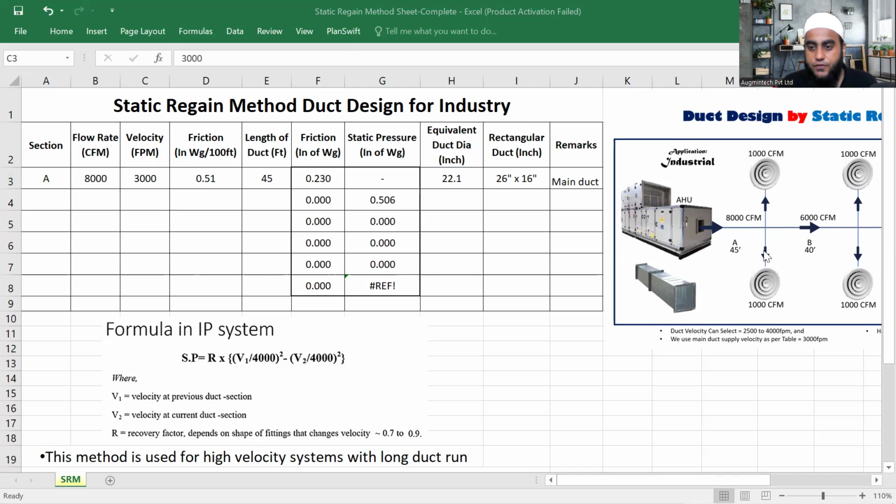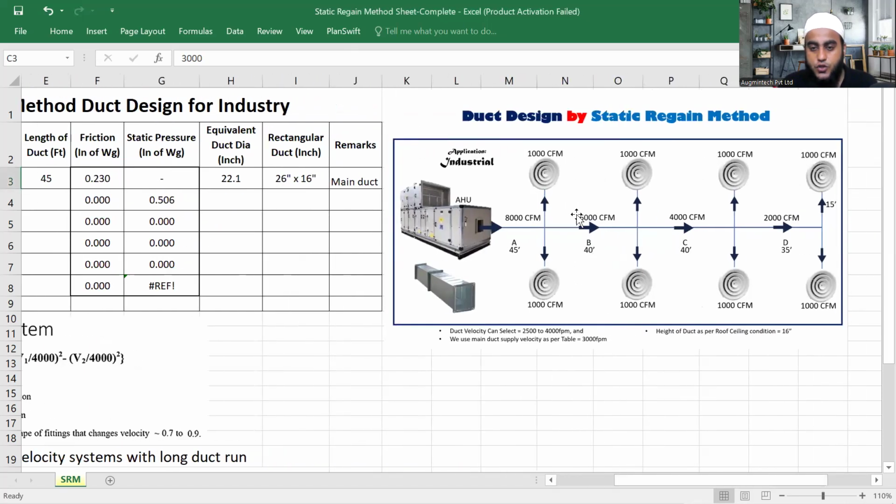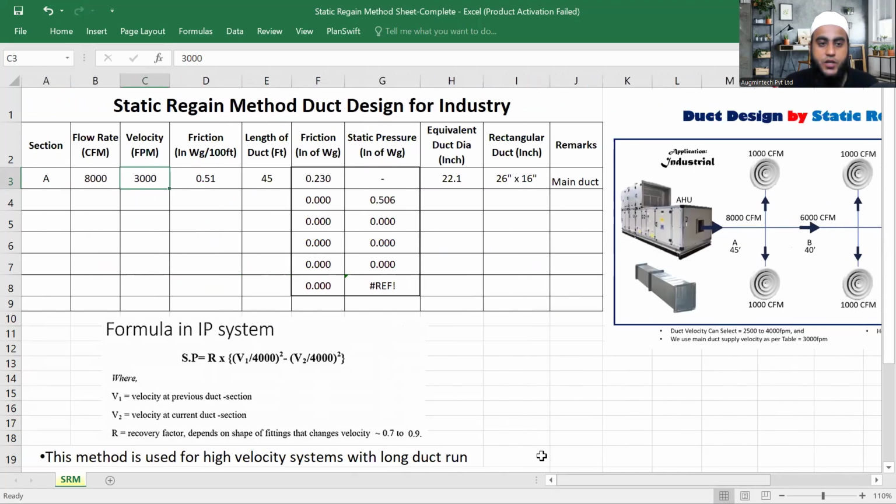So let's see the next section. Next section is B section. So what is the flow rate here? If you are supplying 1000 CFM in this diffuser and 1000 CFM in this one, the remaining CFM is what? Total is 8,000, 1000 here, 1000 here. So remaining in section B is 6000 CFM, and the total length of duct is 40 feet. So now I'm writing here section B: 6000 CFM and total length 40 feet.